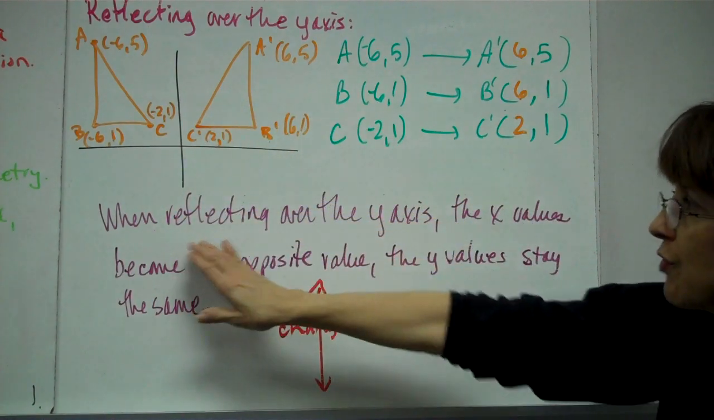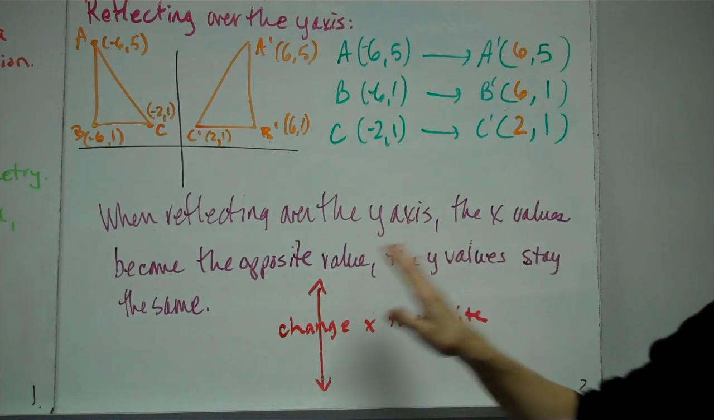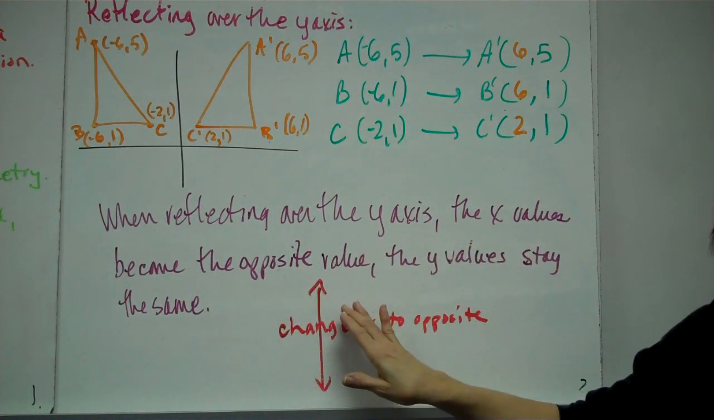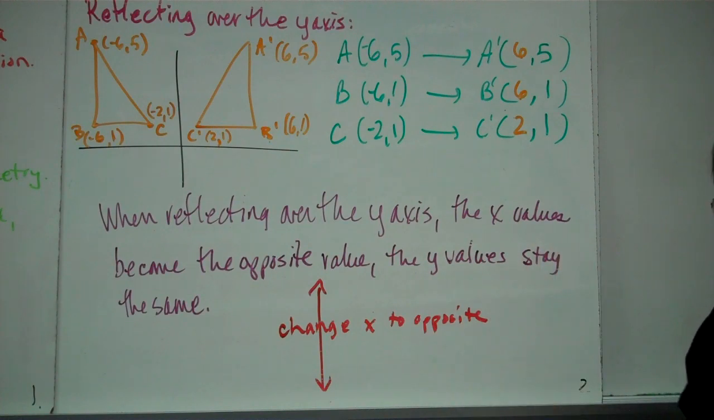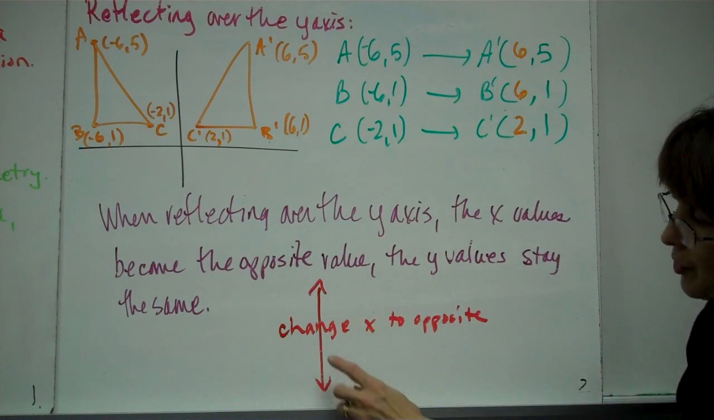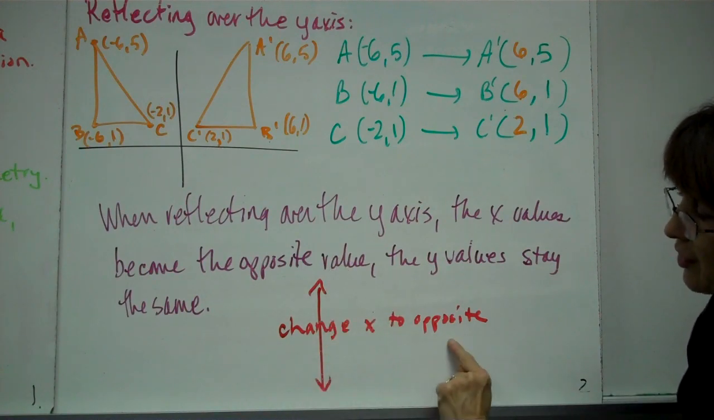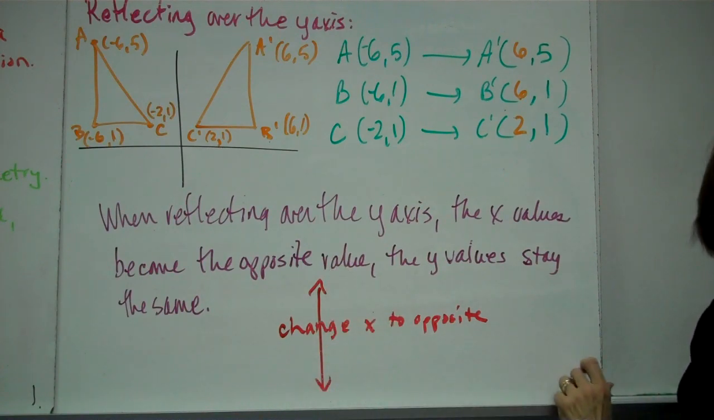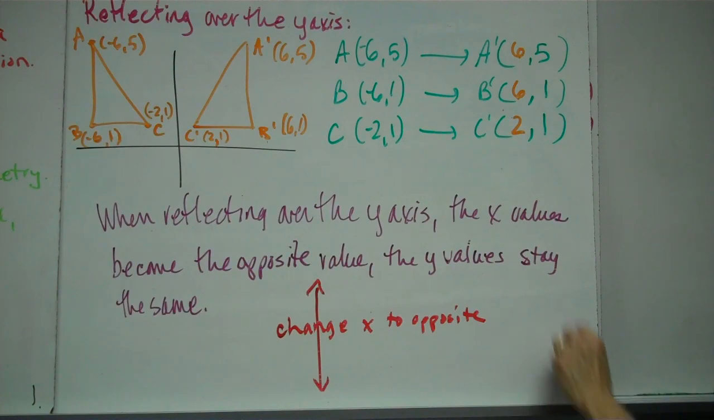All right? So when you reflect over the Y-axis, the X values become the opposite value, and the Y values stay the same. So Y-axis, Y stays the same, change the X. And I drew this little graphic here if it'll help you. I drew a Y-axis and I wrote change X to opposite. Y stays the same. You could put that if you wanted to. Okay, so it's pretty straightforward.